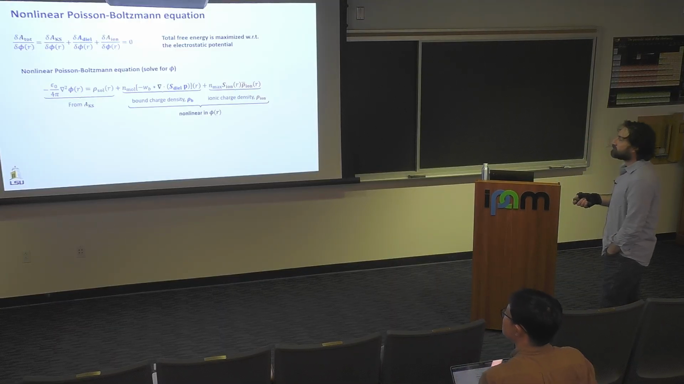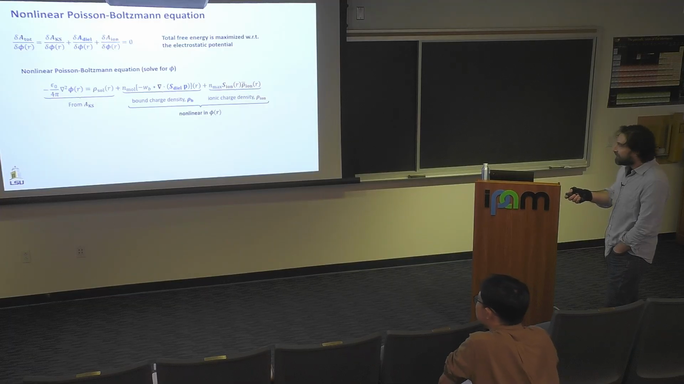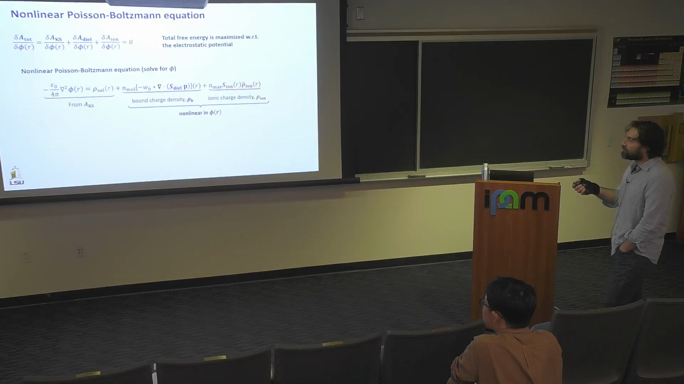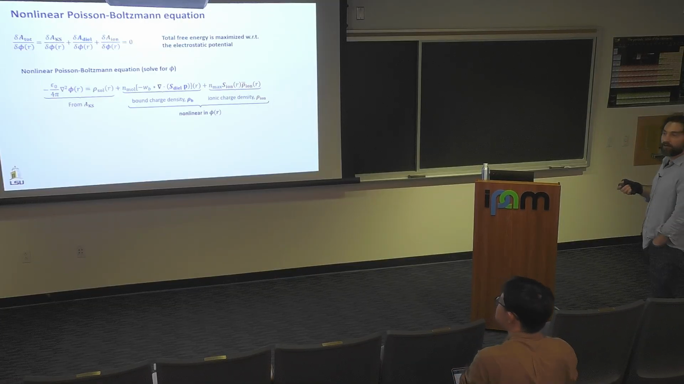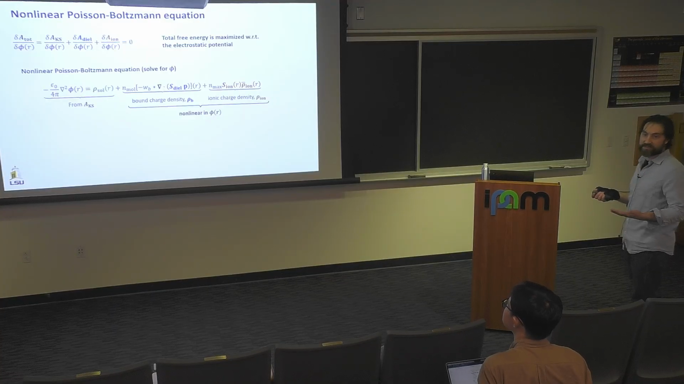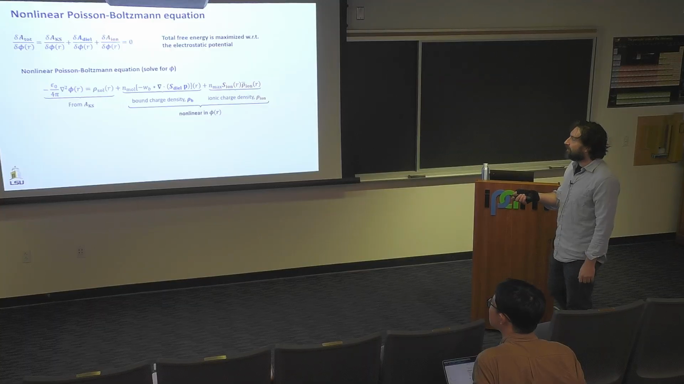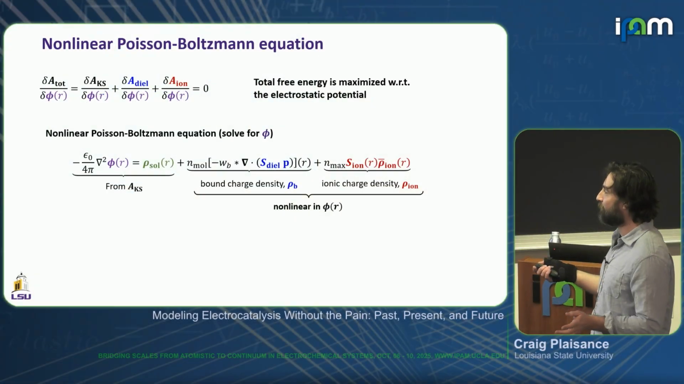Okay, so that was how we got the dielectric and ionic responses. The other thing we need to know is the potential. So in VASP, the potential's easy. Without solvation, you just solve the Poisson equation. Now, though, we have some complications.